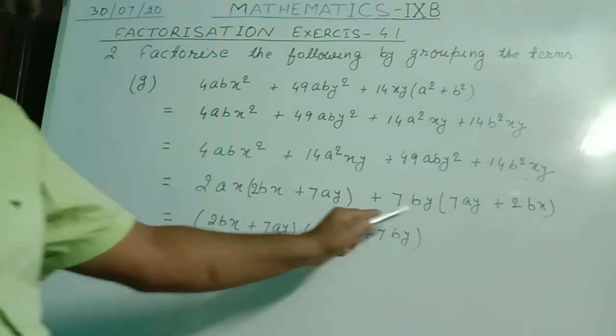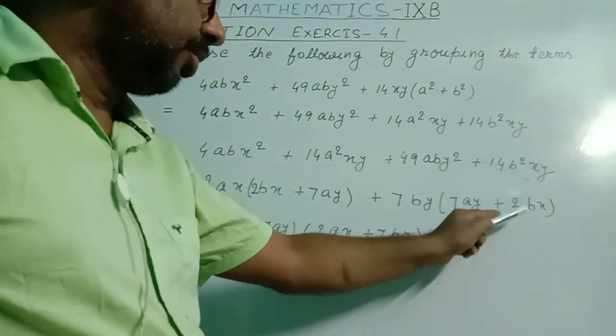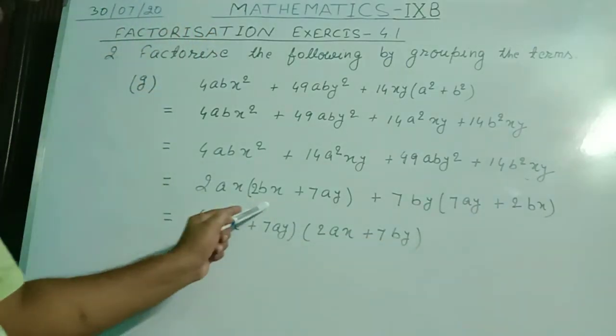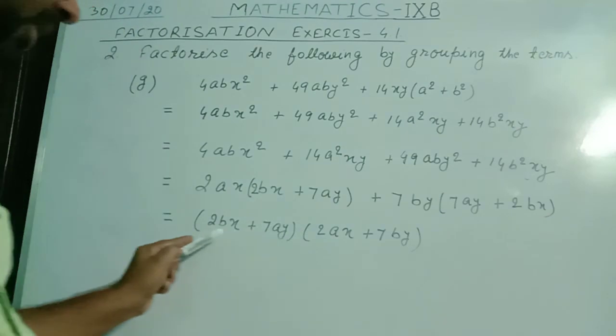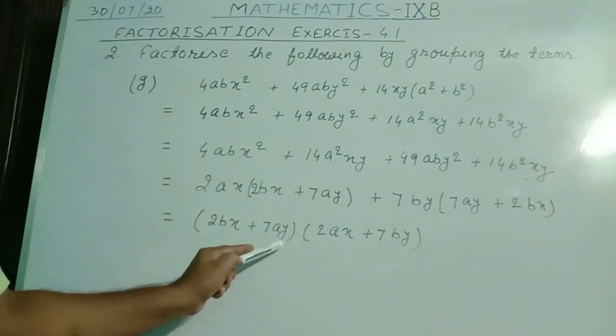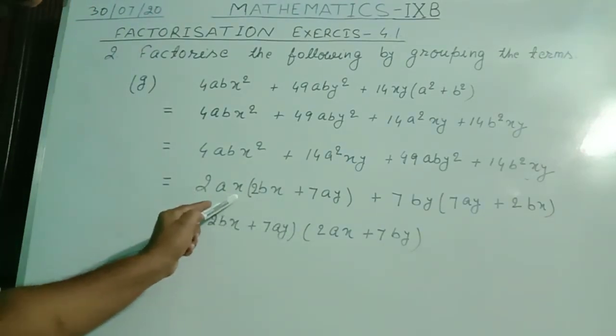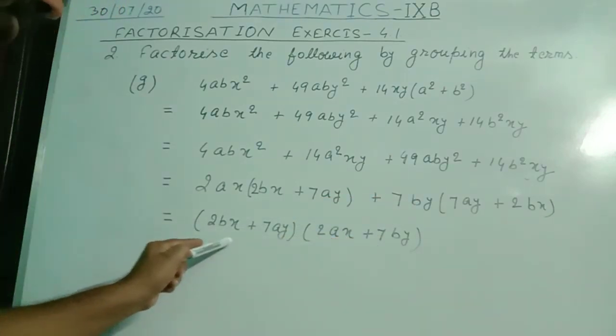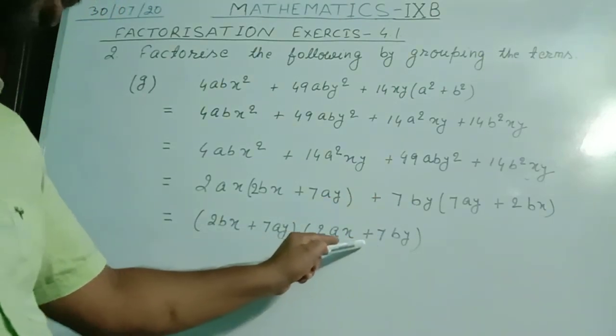2bx plus 7ay, and here 7ay plus 2bx. So we can change the places. So in this way, these two terms become the common. I wrote here at first 2bx plus 7ay, and what is outside the bracket? 2ax plus 7by. Answer became 2bx plus 7ay into 2x plus 7by.